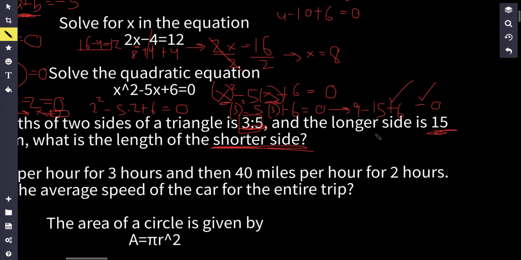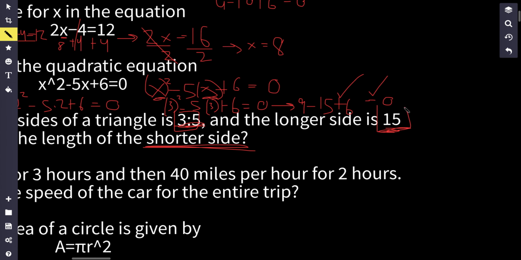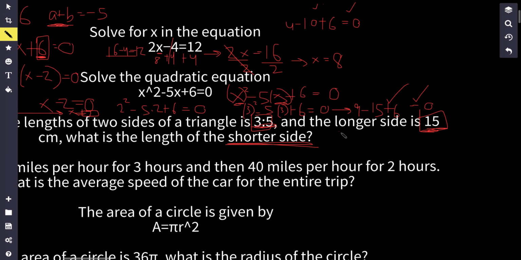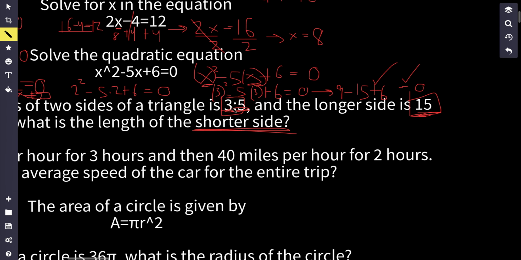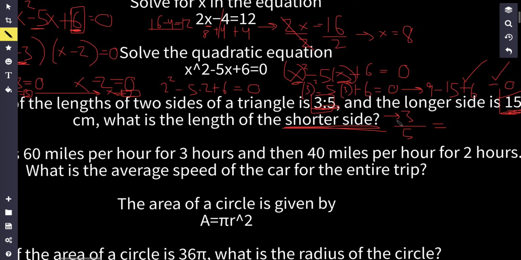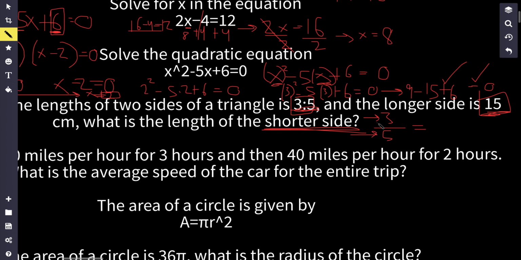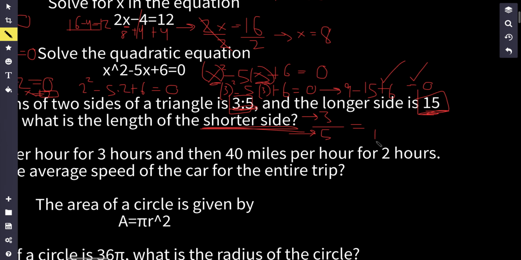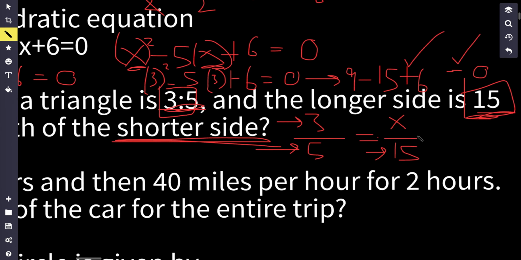So if we're given a ratio, we're given this longer side, what we can do is we can say, okay, I know that the ratio between these two numbers, 3 to 5, right? The length of the shorter side to the length of the longer side is in a ratio of 3 to 5. Now I know what my longer side is, right? I know my longer side is 15, and I want to find out what my shorter side is.